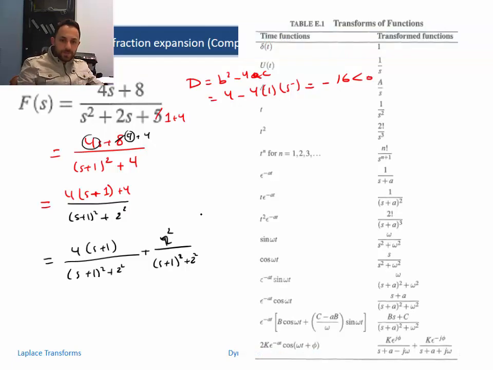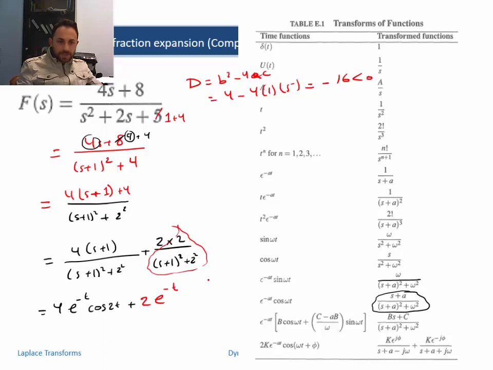Now looking over the table, we can find that the inverse of s plus 1 over s plus 1 squared plus omega squared is e power minus at cosine omega t. So we get 4 e power minus t, because the exponent is 1, cosine omega t, where omega is 2, plus 2 e power minus t sine 2t. Okay, this is f of t for sure.